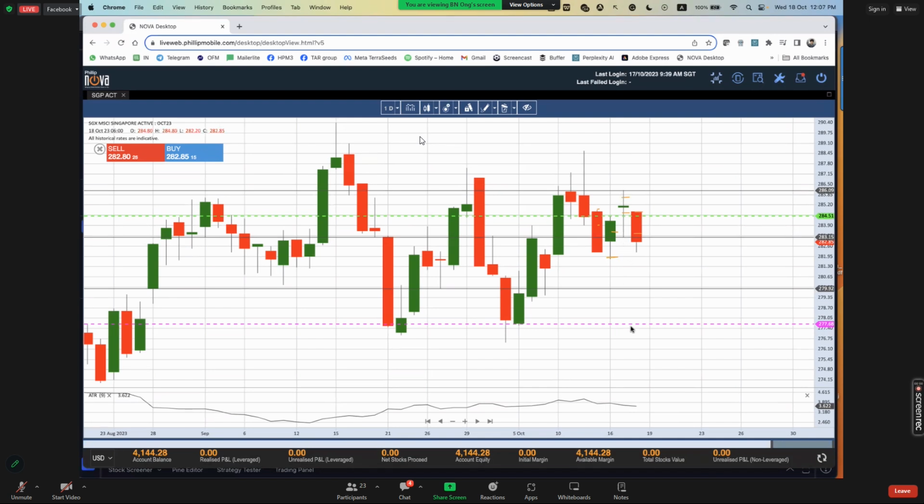Okay. Then to draw in the wash lines. I always stand by 2 wash lines, one magenta, one green. All right. So we just have to plug in the most recent wash lines.